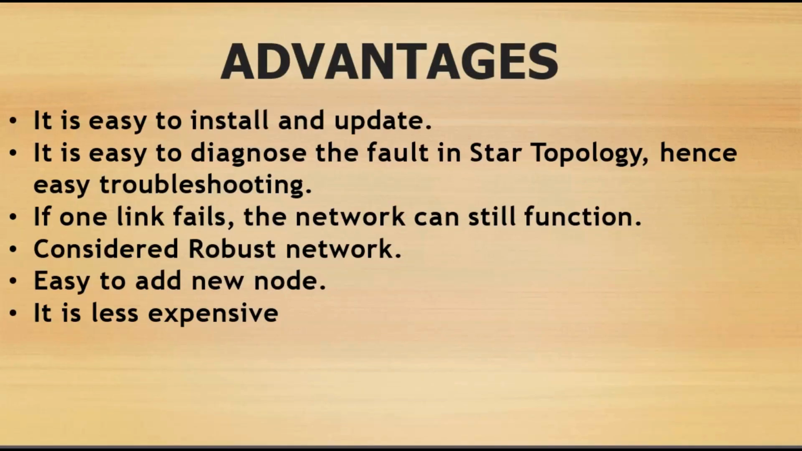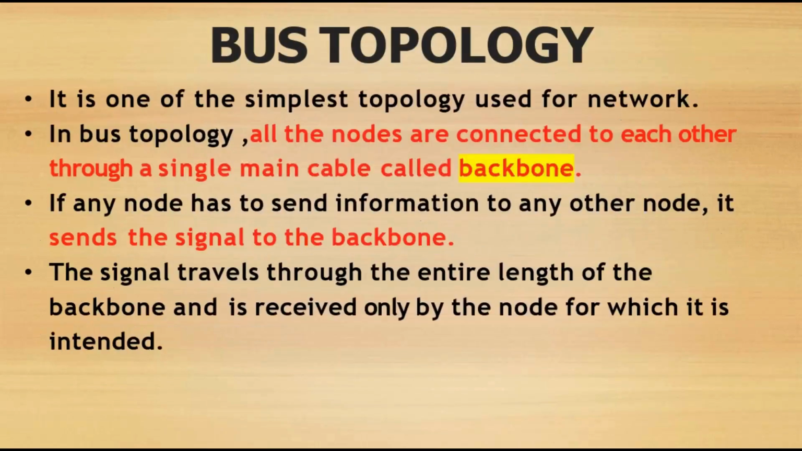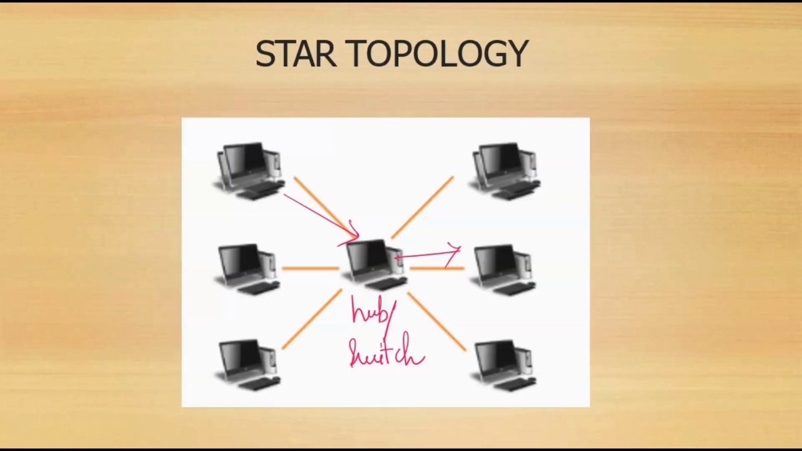So the advantages of this are that it is easy to install and update, and it is easy to diagnose faults in star topology, and hence it is easy troubleshooting. So we can easily diagnose the errors inside the star topology. If one link fails, the network can still function. What it means is, if one link fails, we can still connect. If one link is getting failed, suppose this link fails, what happens? The remaining links will keep working. So the remaining computers can send messages to each other.